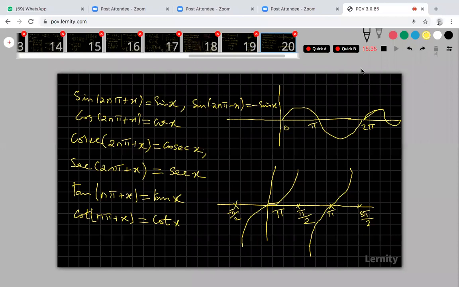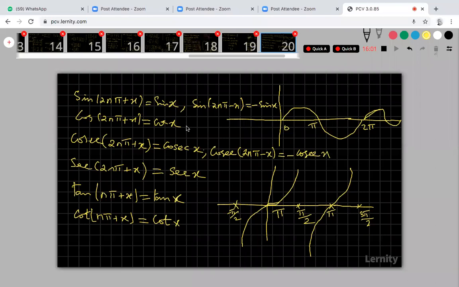Cosecant of 2 pi minus x, 2n pi minus x, so that is minus cosecant x. Please note this.